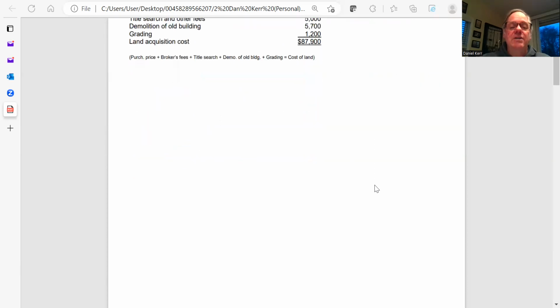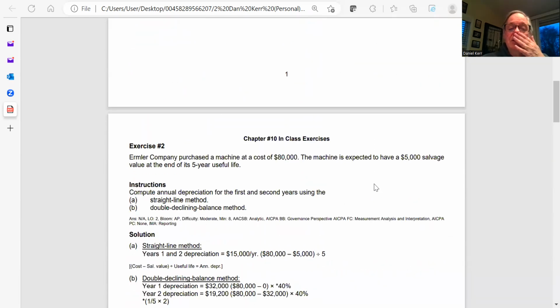So that's exercise 1. Exercise 2, this is the method by which we recover the cost of a fixed asset, or property, plant, and equipment. We recognize the cost of the asset over its useful life through a process called depreciation.